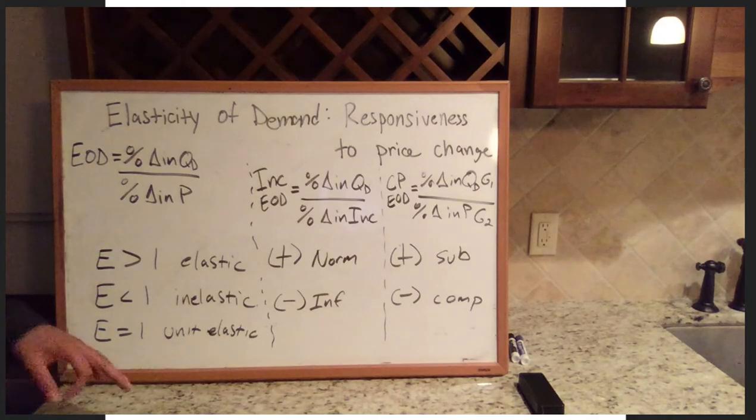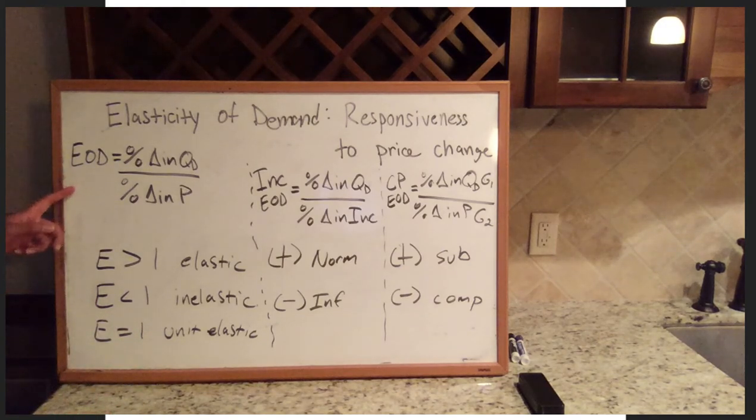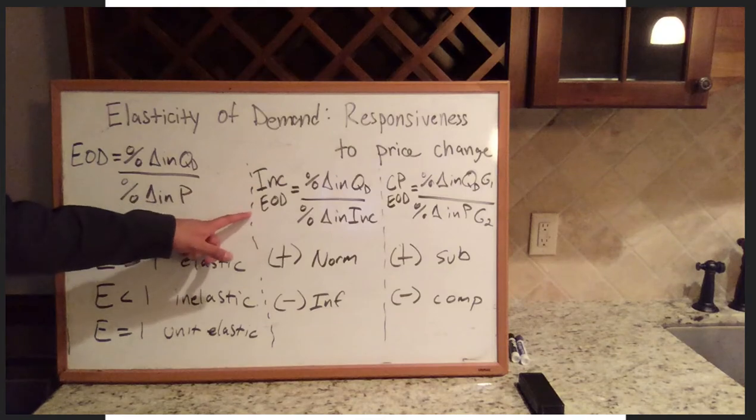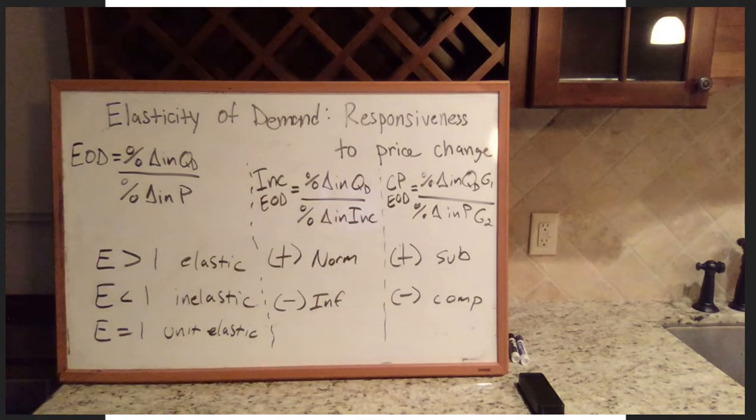So we have three elasticities of demand that we've covered and talked about previously. We have elasticity of demand, we have income elasticity of demand, and we have cross-price elasticity of demand. These are the three that you'll be tested on. We're just going to talk about each one specifically.